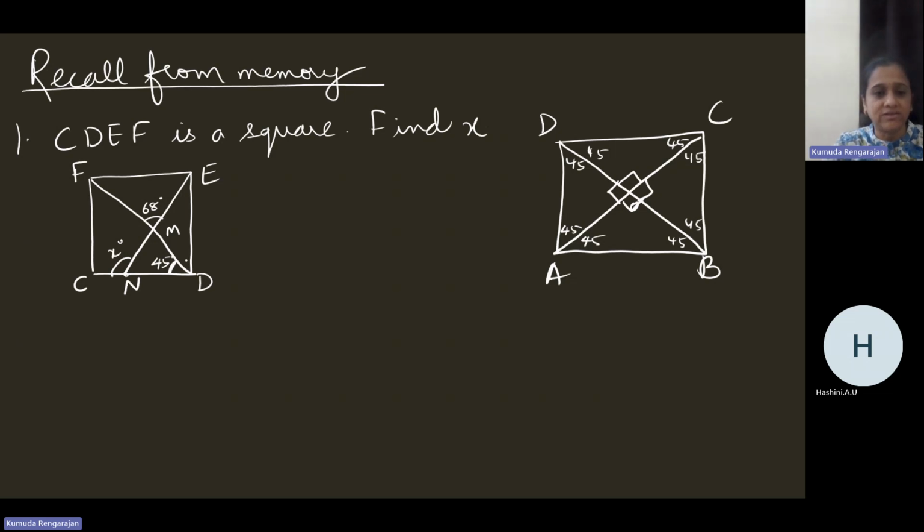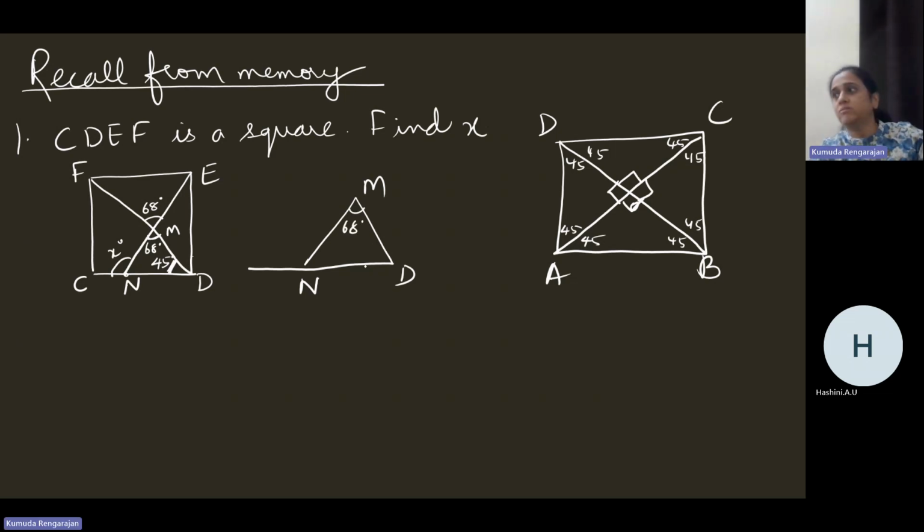Now we need to find X. Is this 45? Yes, because FD is a diagonal. This corner is 90, it's bisected, so this one is 45, correct? And what about this 68? Because vertically opposite angles are equal. Now, by the exterior angle property in triangle MDN, can you see the triangle MDN? Wherein this is 68 degrees.